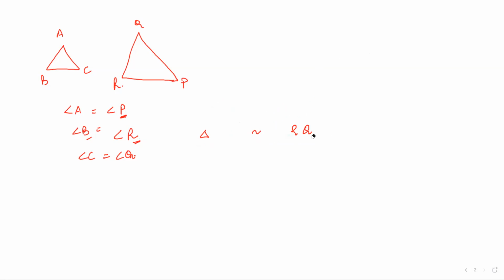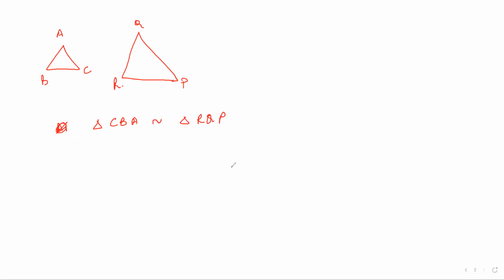Now for the same triangles, if I say that triangle CBA is similar to triangle RQP, which side is proportional to which side? How will I write? Yes, Abdullah, please see here. If it is written CBA is similar to RQP, which side is proportional to which side? So CB will be proportional to RQ. So we write CB divided by RQ. Understood?